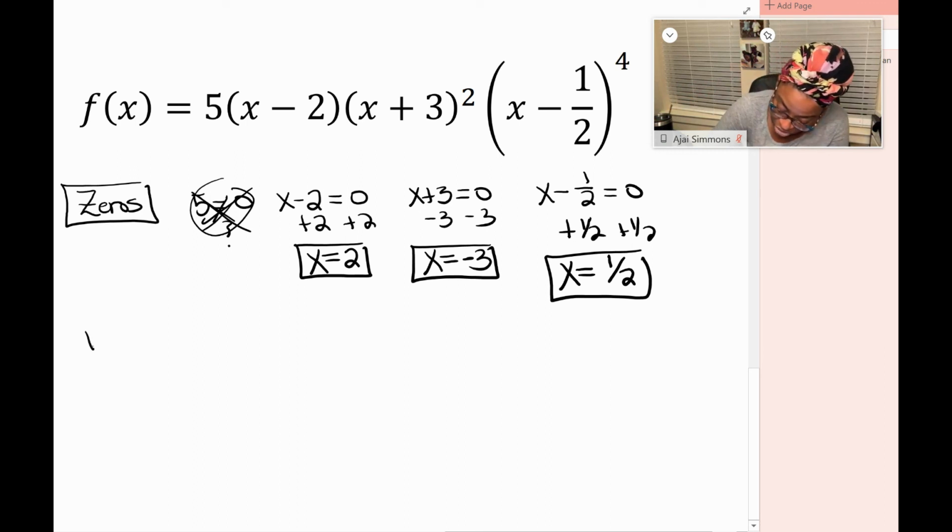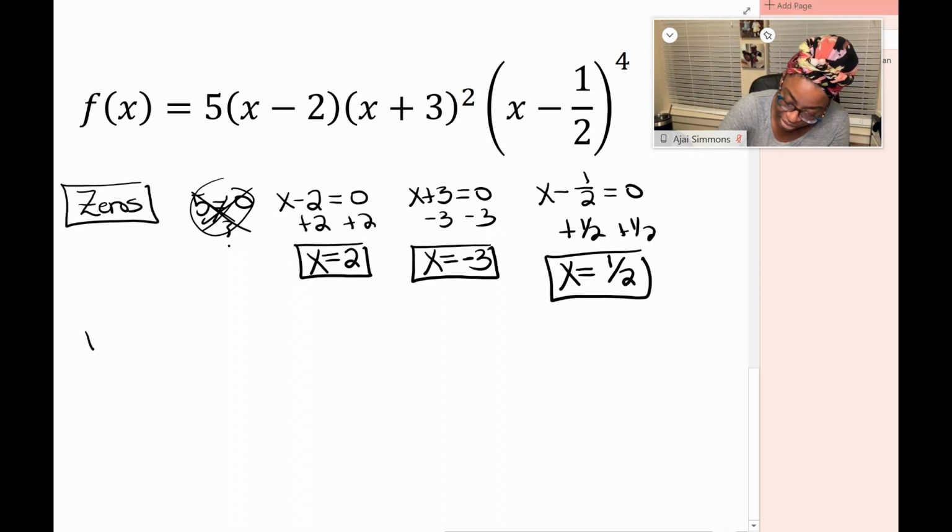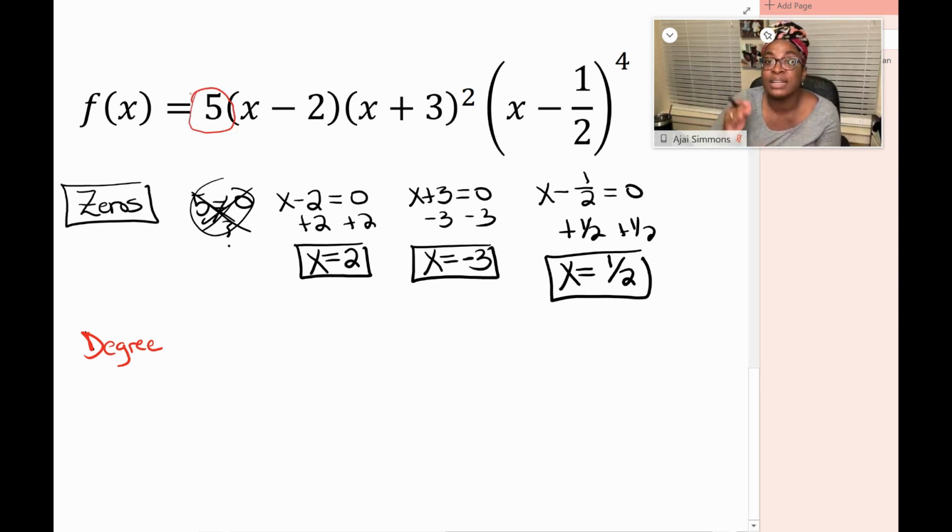Now let's talk about the degree. What color did we do the degree? We did the degree in red? Yeah. So let's talk about the degree. So the degree is adding up the exponents, okay? That 5 in the front, because that 5 did not have a variable, you can ignore it. You don't count the degree or the power that's associated with just a number. It has to be a variable involved.